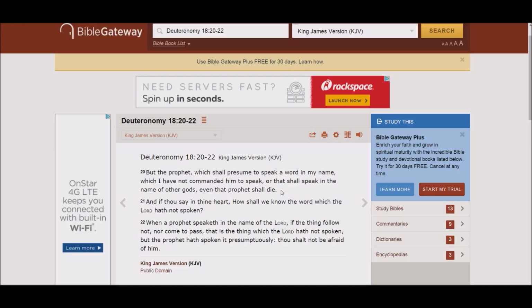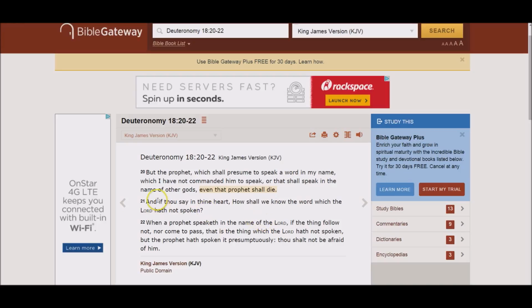But you don't got to go out there and try and stone them. That would be to not understand the context of this. This was given to the Israelites as a law for them to follow in their nation. But it does highlight just how seriously God takes false prophets. Very, very serious stuff. And if thou say in thine heart, how shall we know the word which the Lord hath not spoken? Okay, so check this out.